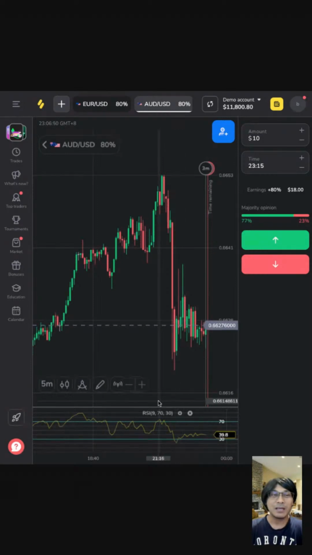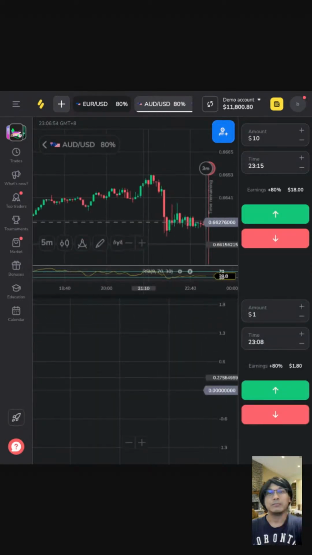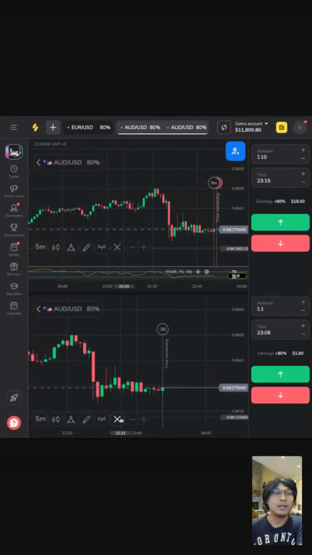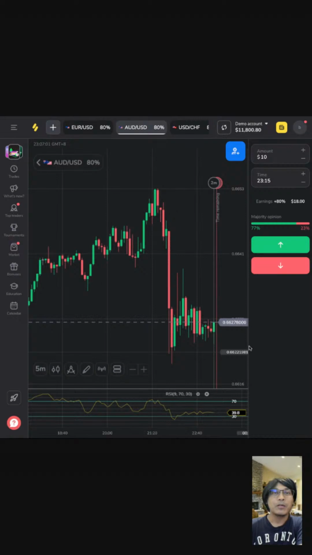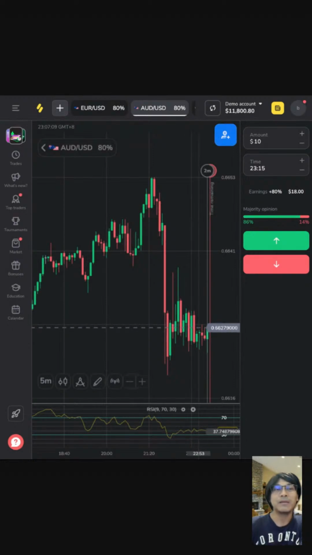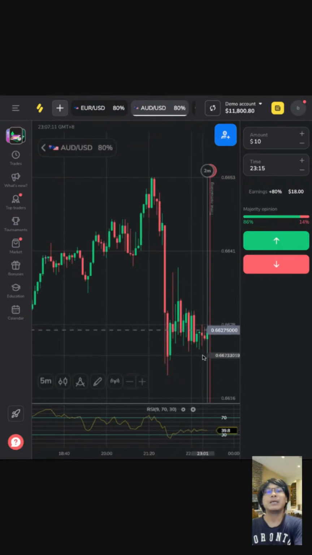And look at this. If you look at the asset, okay. One second, let me just close that. Okay. So whenever the asset moves and RSI moves to the 30% line, it will not stay there and starts to reverse direction. Okay, so that's what's happening here in AUD USD.